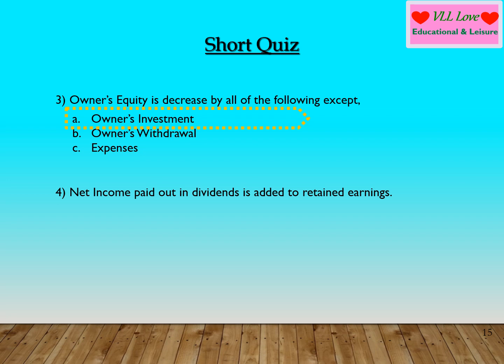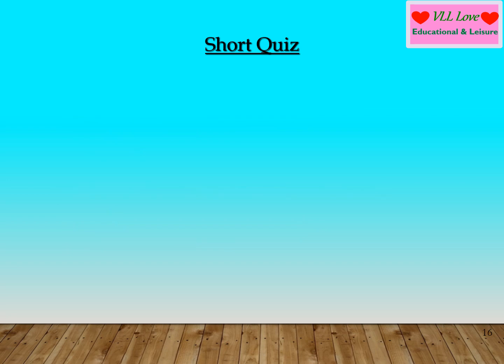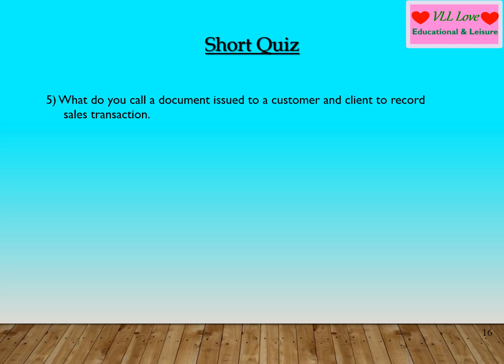Question number 4. Net income paid out in dividends is added to retained earnings. Choices are letter A, true, B, false, and letter C, none of the above. Very good. The answer is letter B, false. Are you catching up, guys? Okay, let's continue.